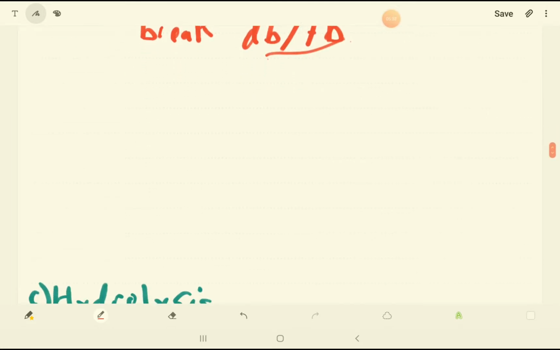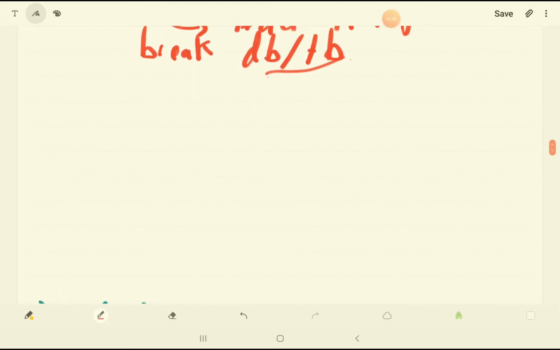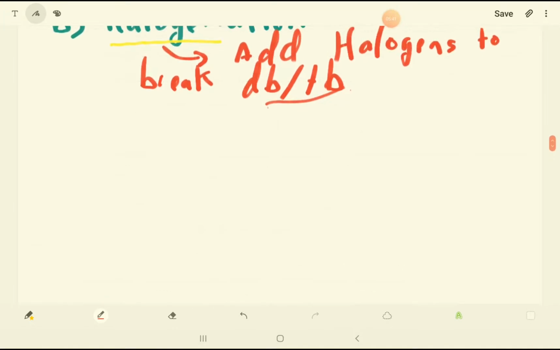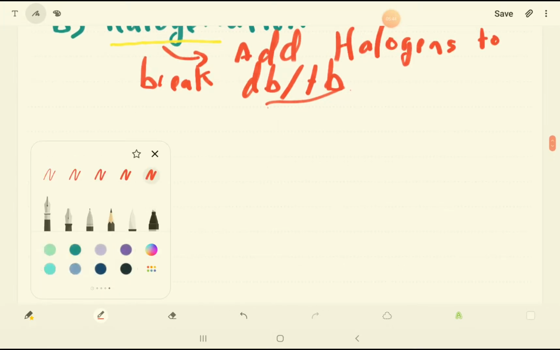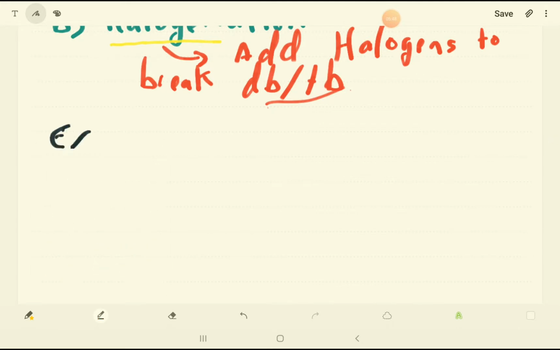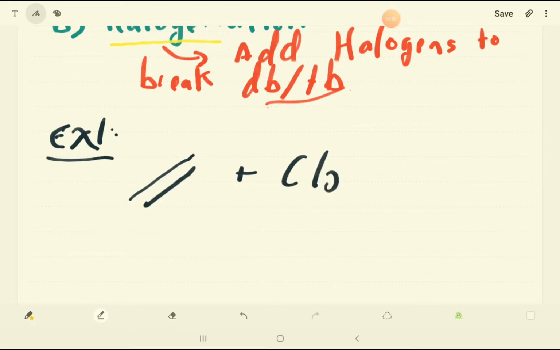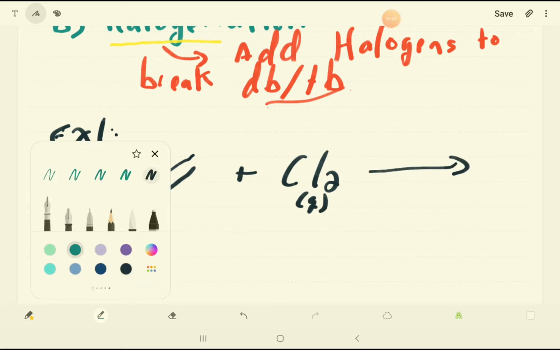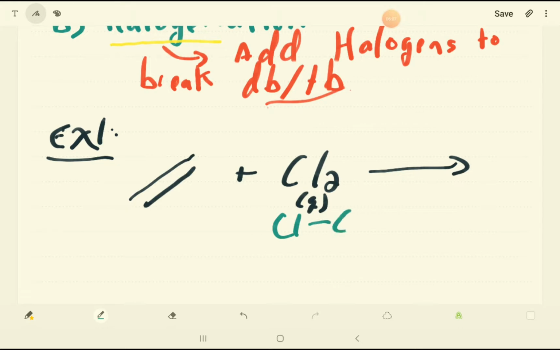And so we'll show you how this works with an example here. Let's say I go like this, and in this example, let's give you a simple one: ethene plus chlorine gas, right? Well, chlorine, just like in our previous examples, is Cl2, which is Cl bonded to Cl.